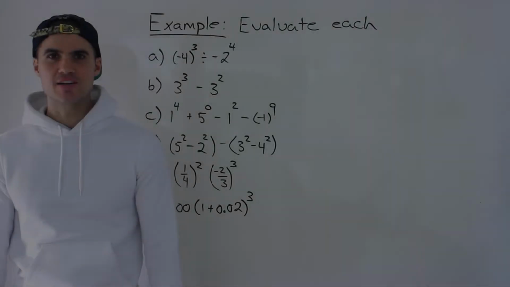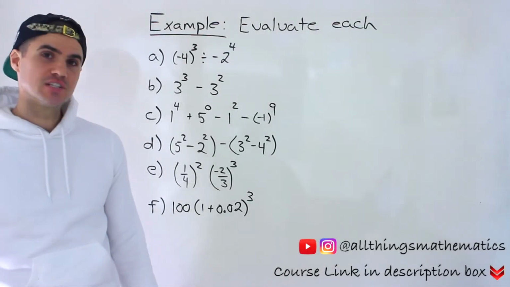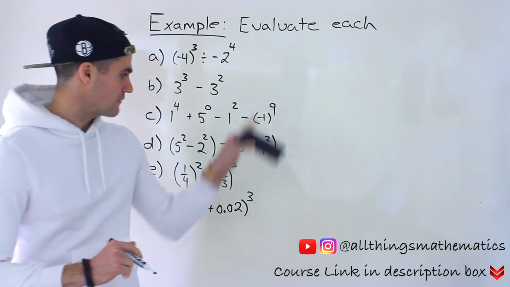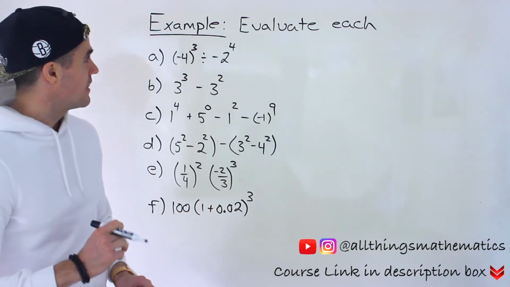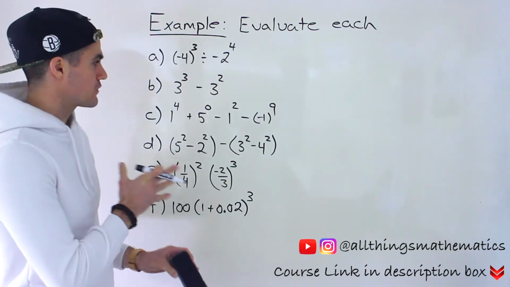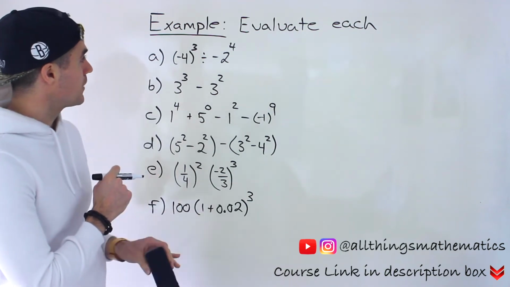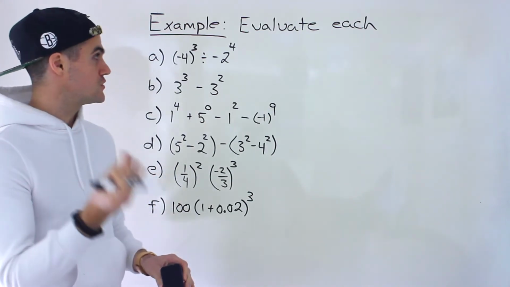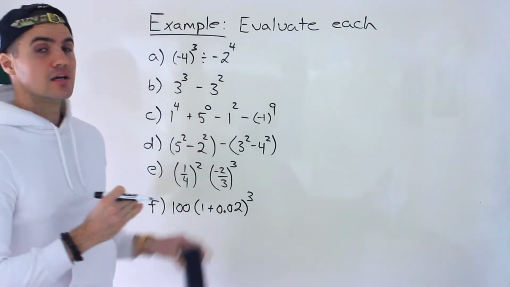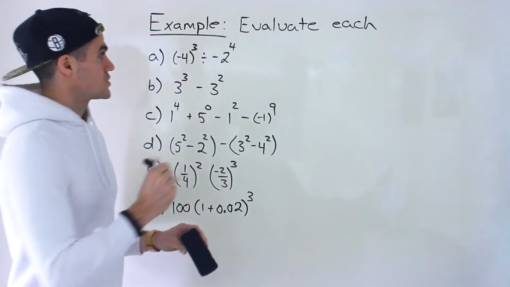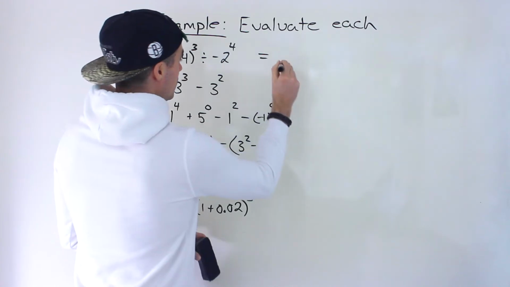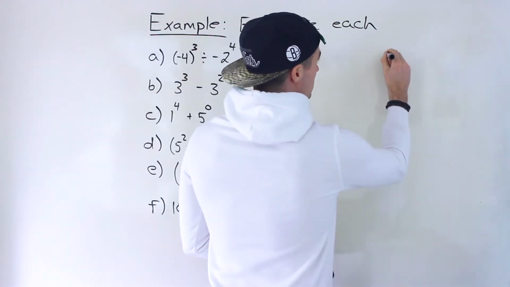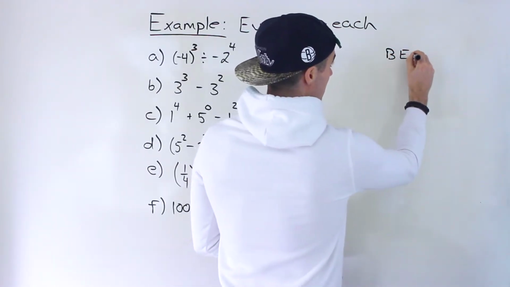Welcome back everyone, Patrick here, and moving on to another question dealing with exponents. So we have a bunch of expressions here that we have to evaluate, different kinds of scenarios. So starting with part A, we got negative 4 to the power of 3 divided by negative 2, which is not in brackets, to the power of 4. So notice that for all of these, we're going to be using BEDMAS.